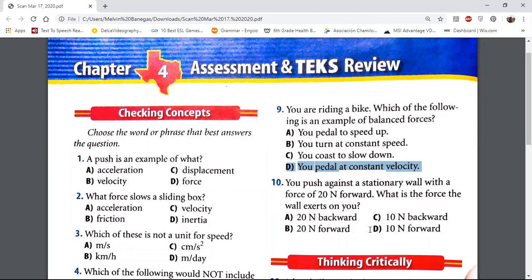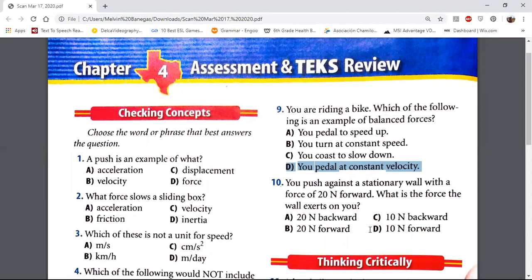Okay, first we need to understand Newton's laws of motion. This particular example is related to which law? Which of the 3 laws of Newton is related to this example? You are pushing against a wall with a force of 20 newtons. But let me ask you a question. Do you think the wall is going to move after you push it? No, right?